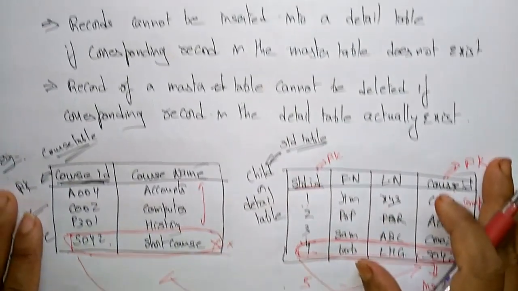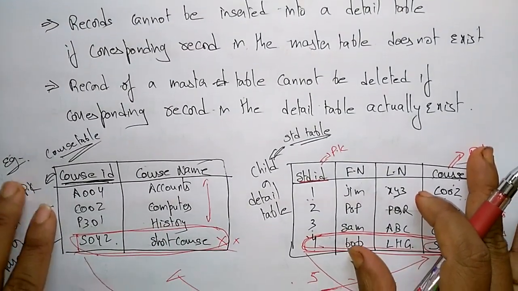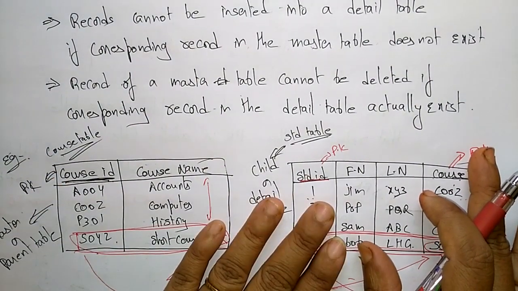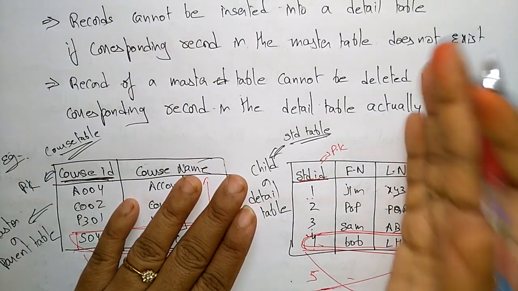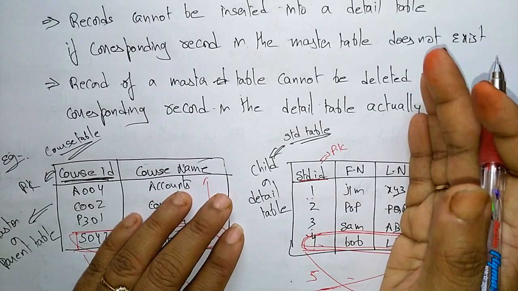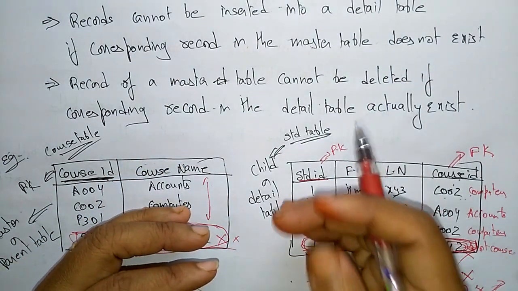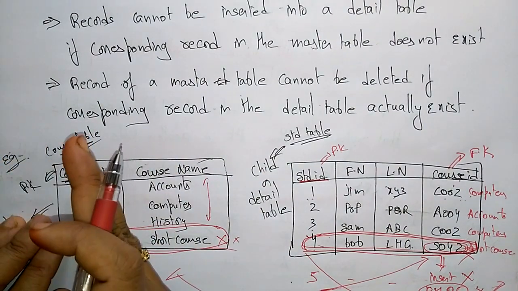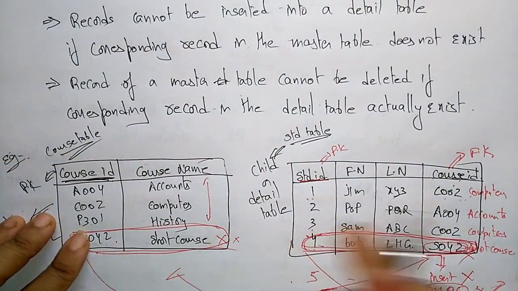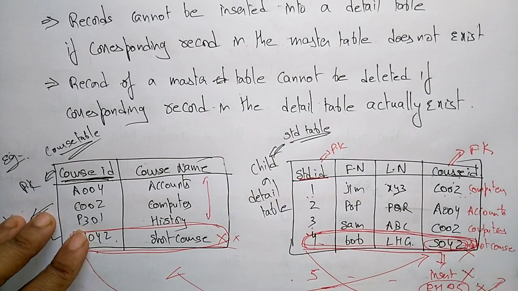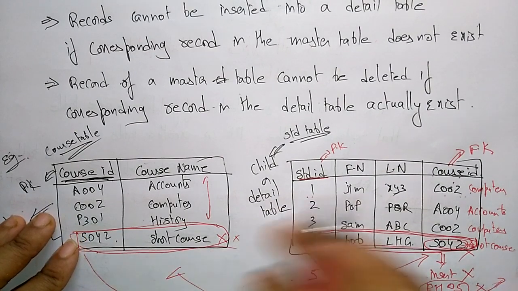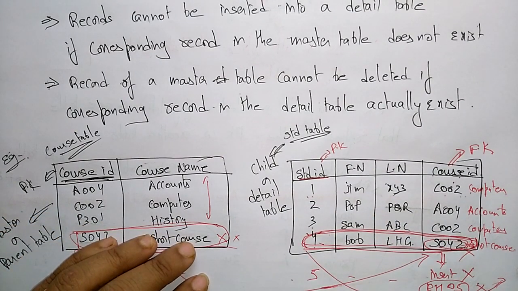So these are the points you have to follow while using the primary key and the foreign key. The only thing is, records cannot be inserted in the child table if the corresponding record in the master table does not exist. In the same way, the records of the master table cannot be deleted if the corresponding record in the detailed table exists. These are the points you have to follow while creating the foreign key.